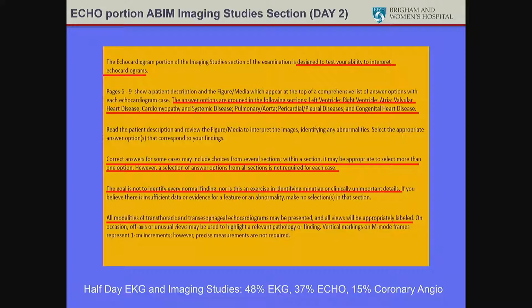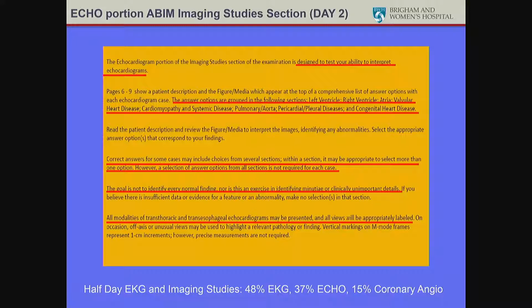It's important to note that correct answers for some cases may include choices from several selections within a section. It may actually be appropriate to select more than one option within a section. However, a selection of answer options from all sections is not required for each case. The goal is not to identify every normal finding, nor is this an exercise in identifying minutiae or clinically unimportant details.